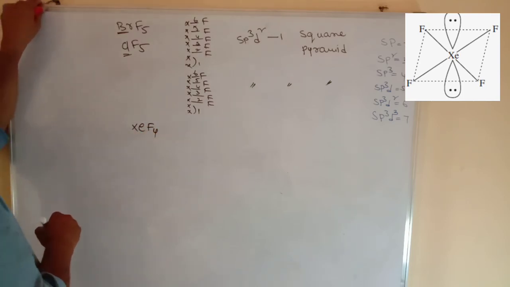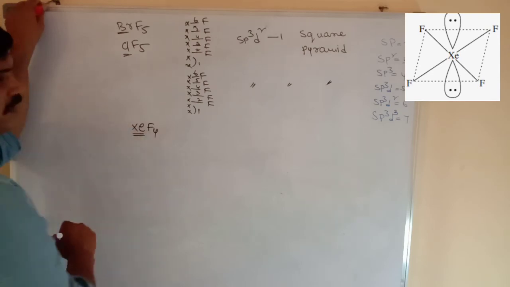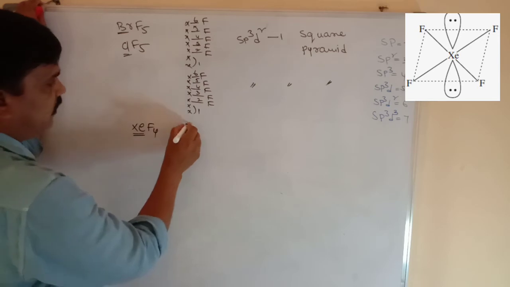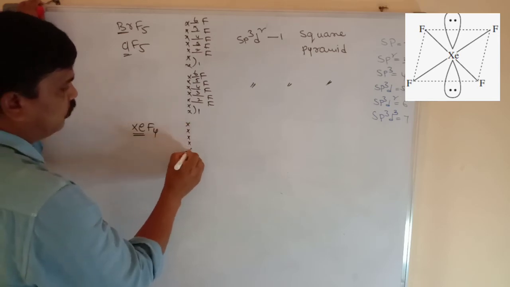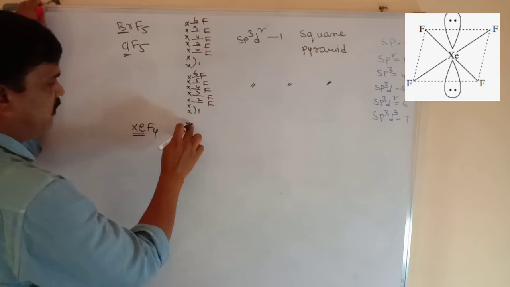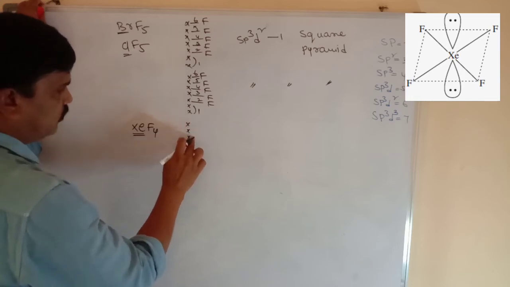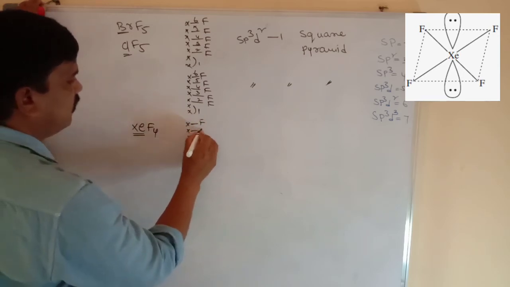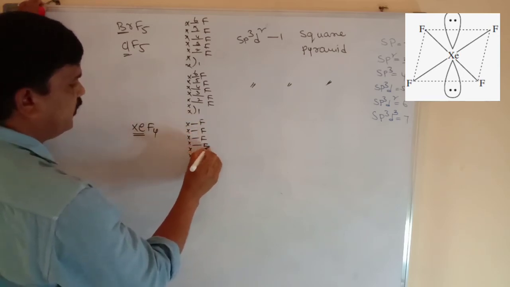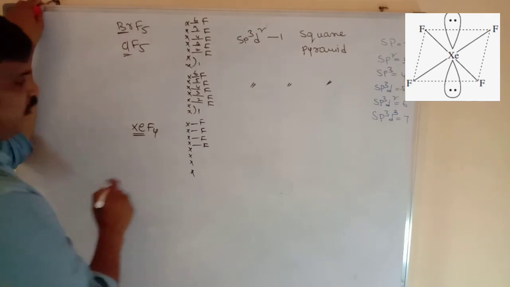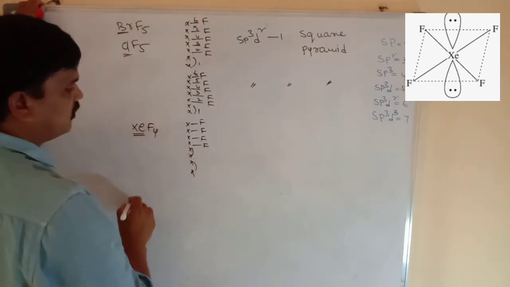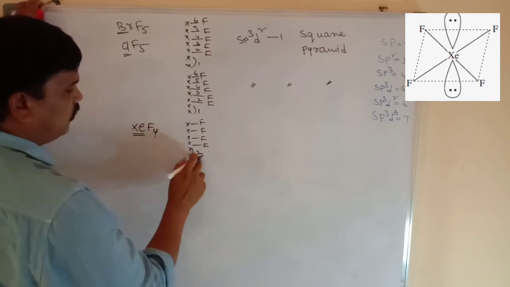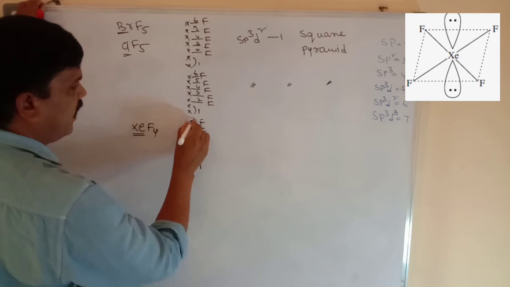For example, XeF4, xenon tetrafluoride. Xenon belongs to the 0 group, but for trick purposes consider xenon an 8th group element. After the 7th group, elements are known as 0 group elements, but I consider it the 8th group: 1, 2, 3, 4, 5, 6, 7, 8. How many fluorines are there? 4 fluorines, each bonding with a single bond only. The remaining dots are for pairing: 1, 2, 3, 4, 5, 6.